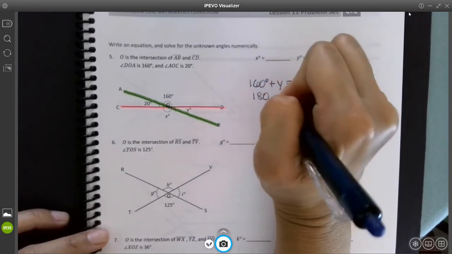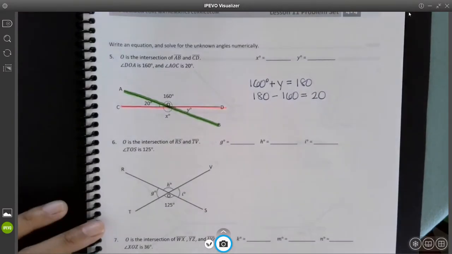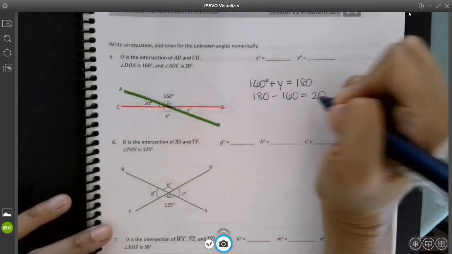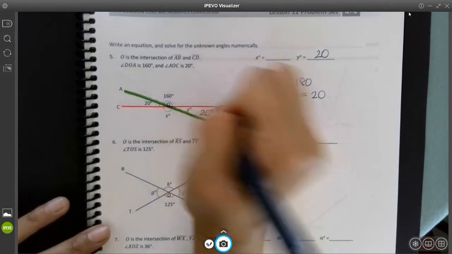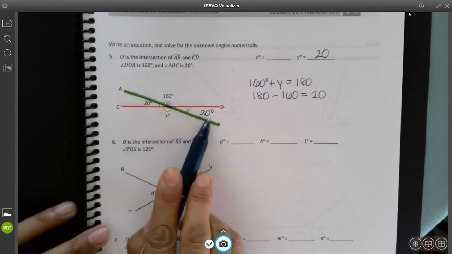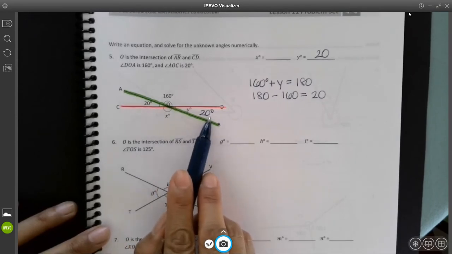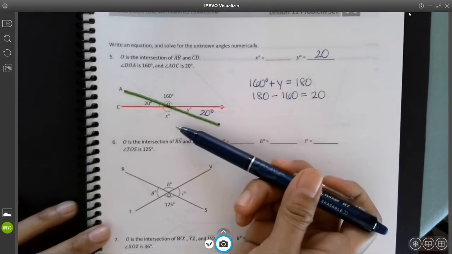We could also look at it this way. 180 minus 160 equals 20. So we know that y equals 20. And again, this shows that when we have intersecting lines, the angles across from each other should be the same.